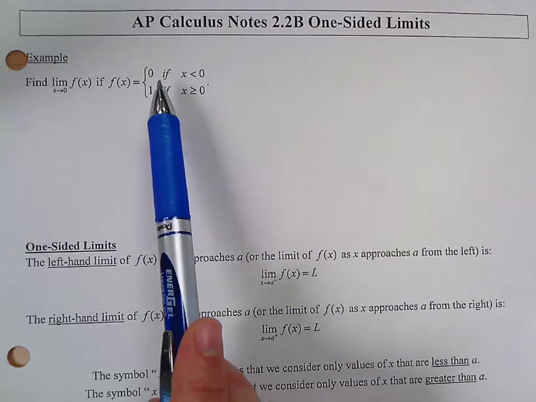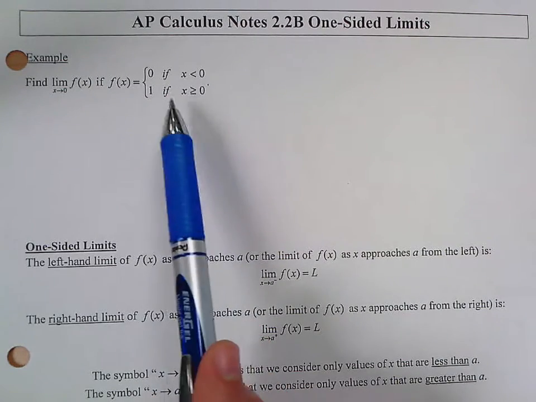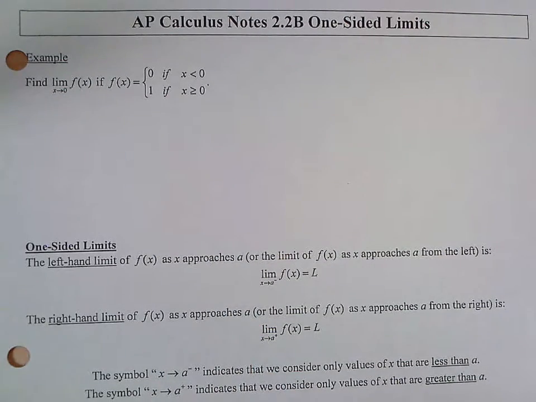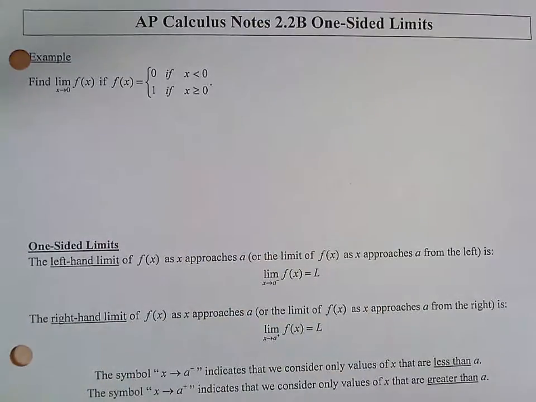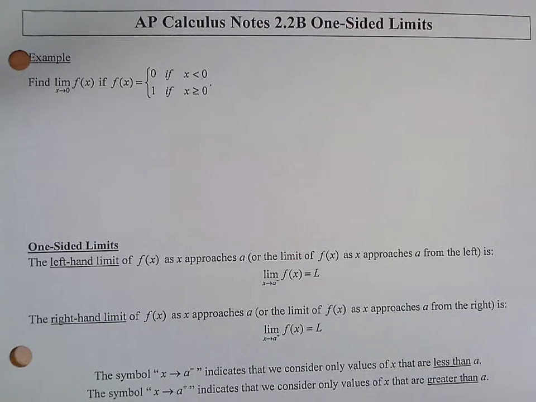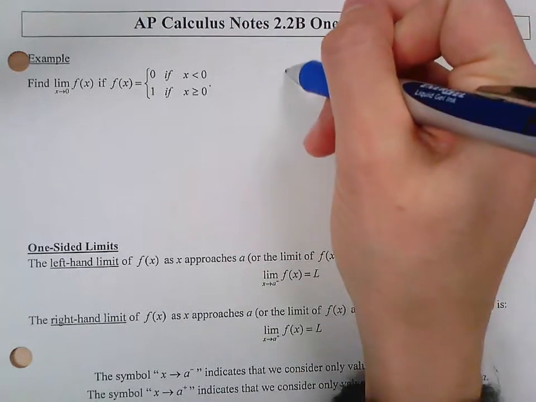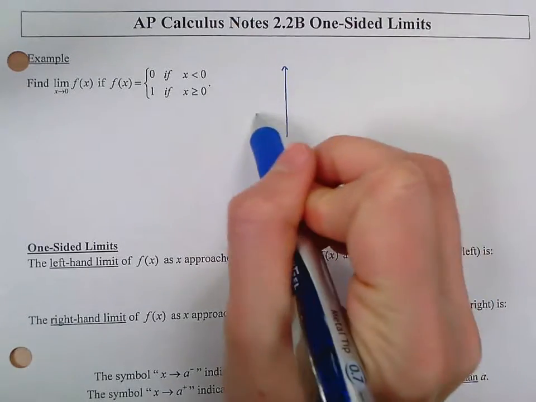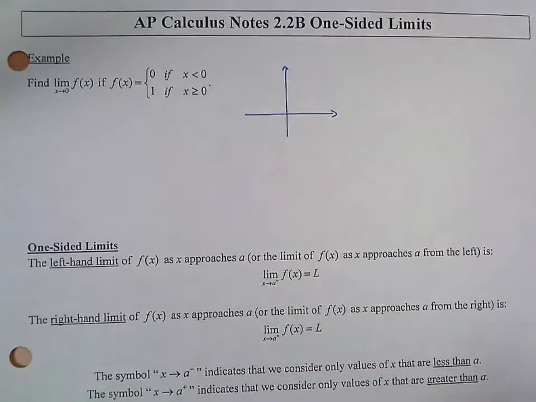So if it's equal to 0 for x values less than 0, it's equal to 1 for x values greater than or equal to 0. So I just wanted to show this function to you graphically. Not that you would have to graph this necessarily, but just show you what this function would look like. I'm going to grab a different colored pen that hopefully you can see.